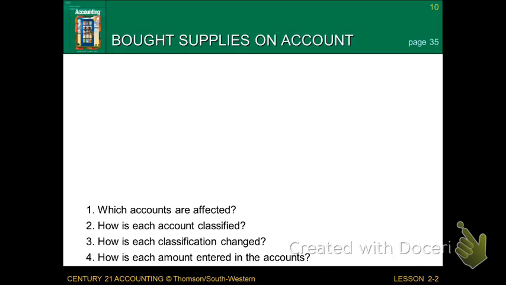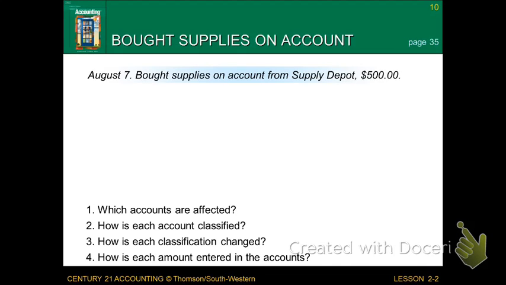Okay, our next transaction, August the 7th, we bought supplies. That's an asset. On account, that's a liability. Okay, it's like a credit card. You buy it now, but you're going to pay for it later for $500.